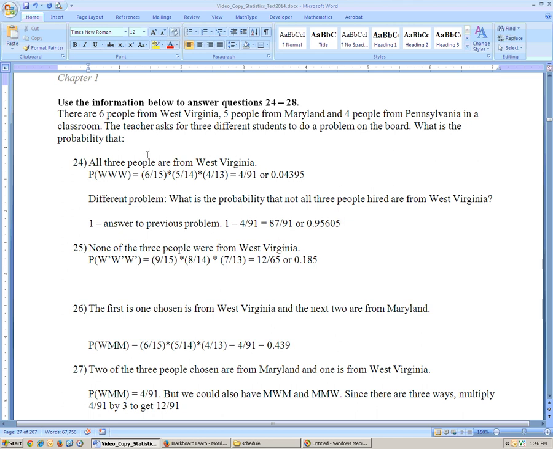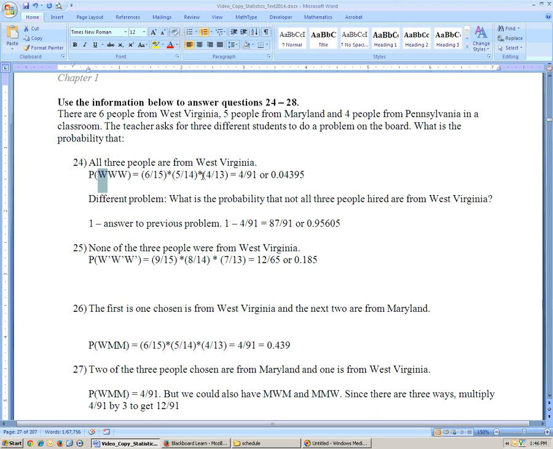Well, the probability the first one's from West Virginia is 6 out of 15, because there's 6 people from West Virginia and a total of 15 people to choose from. Now you multiply that times the probability that the second one's from West Virginia given that the first one was from West Virginia. That is 5 out of 14, because we already used up one person from West Virginia, so that knocks the 6 down to 5, and we knocked the number of people to choose from 15 down to 14.